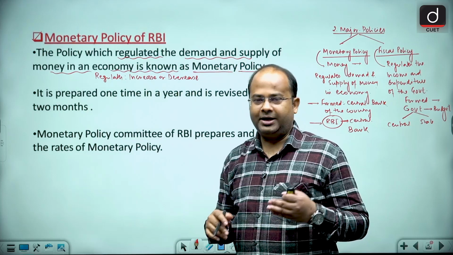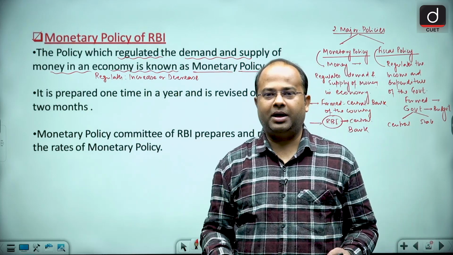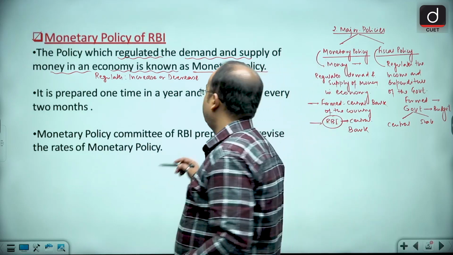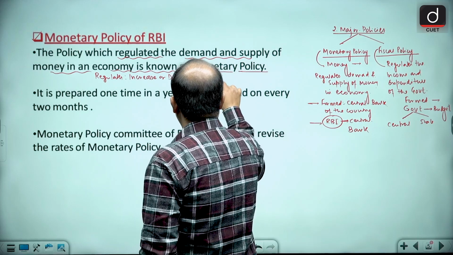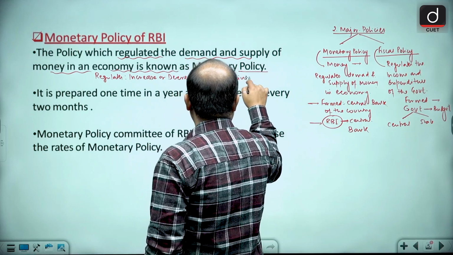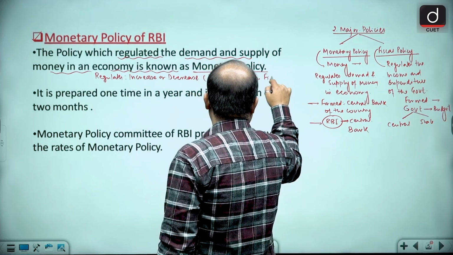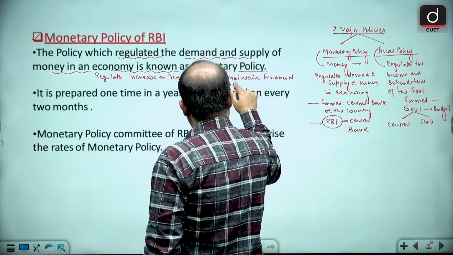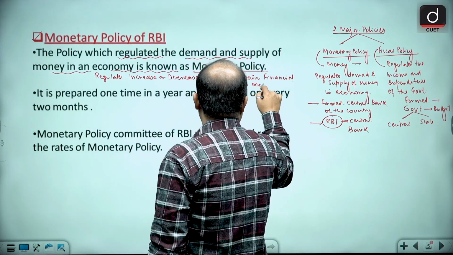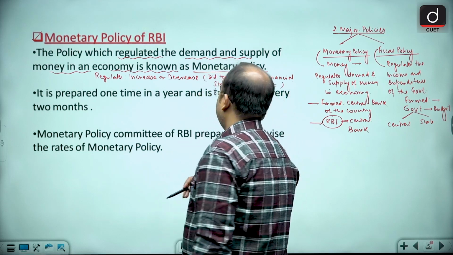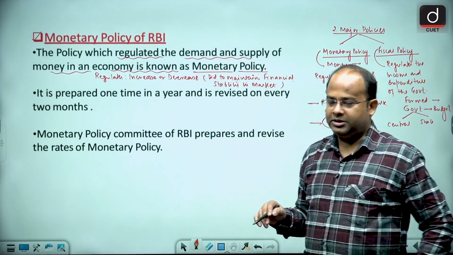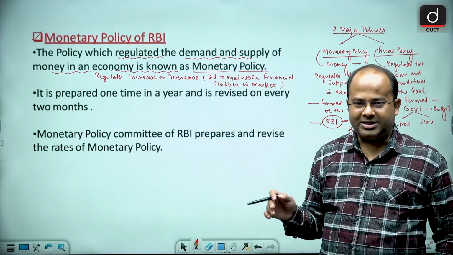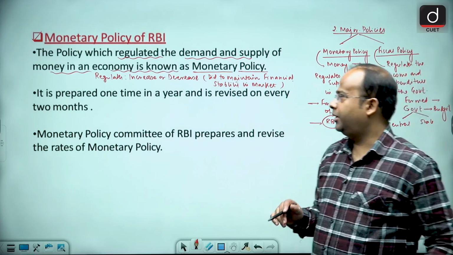So the policy, guys, that increases or decreases the demand and supply of money in economy to maintain the financial stability, it is done to maintain financial stability in the market. So the policy that regulates the demand and supply of money in an economy to maintain the financial stability in the market, that is called monetary policy.